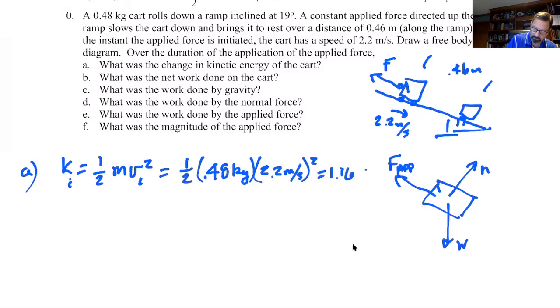And the answer should be joules, right? Because it's energy. That's a kilogram times a meter times another meter per second squared. So it's a force times a displacement. Sure enough, it's a joule.